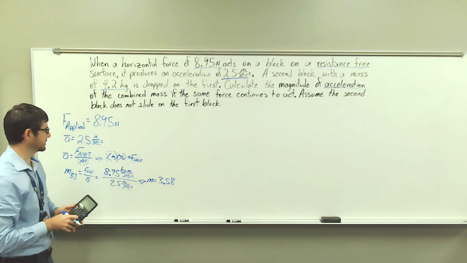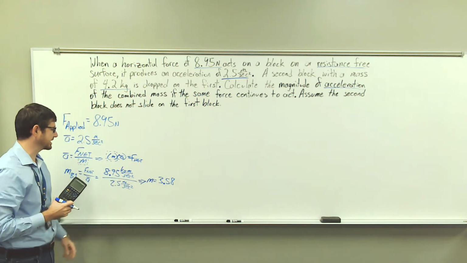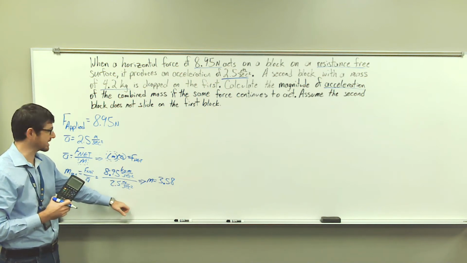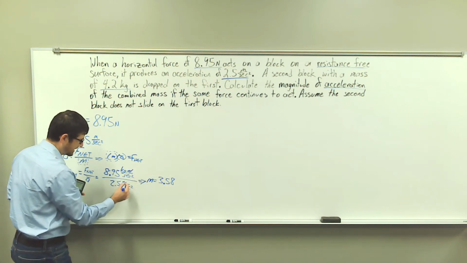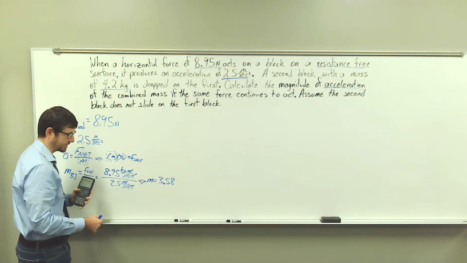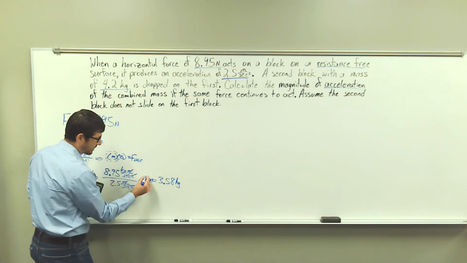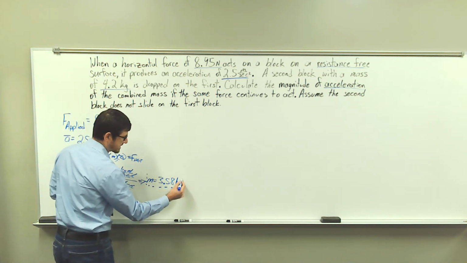Now let's take a look at our units. In my numerator I have kilogram meters per second squared. In my denominator I have meters per second squared. So my meters and my seconds squared are going to cancel out, leaving me with units of kilograms. So we're going to need this guy right here.